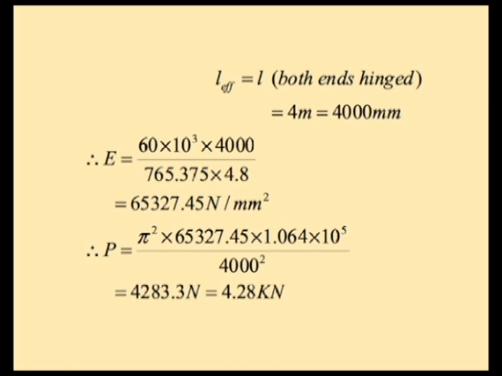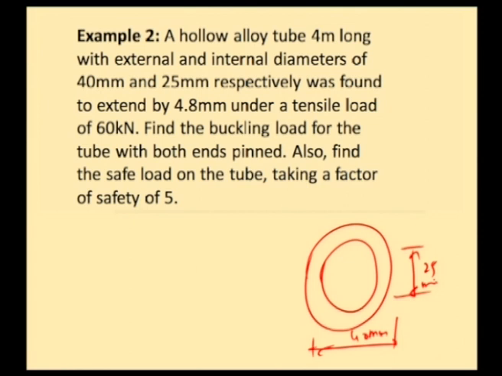sometimes Young's modulus will be given directly or you will be given the extension like this. Here they have conducted a test to find the Young's modulus. It was found to extend 4.8 mm under a tensile load, a tensile test carried out on the steel rod to determine its Young's modulus. The value of tensile load is 60 kilonewton. We very well know how to calculate the Young's modulus when you have the load and the extension.